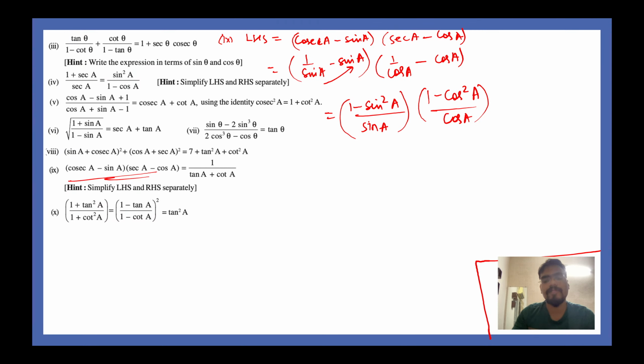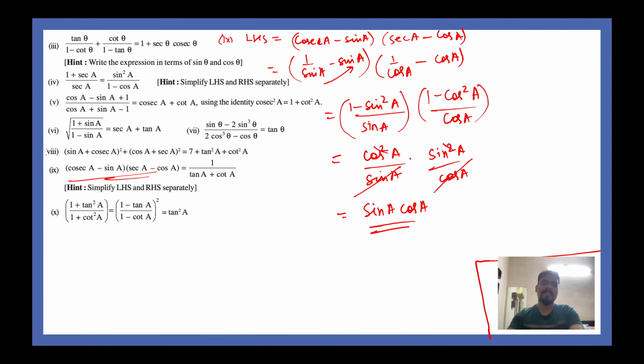Now you have guessed it correctly. 1 minus sine square A can be written as cos square A divided by sine A, multiplied by 1 minus cos square A, which can be written as sine square A, and this is divided by cos A. So 1 sine A and this square will cancel out, 1 cos A and this square will cancel out. You will be left with sine A times cos A, and this is your LHS so far.